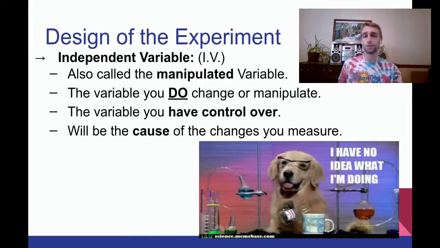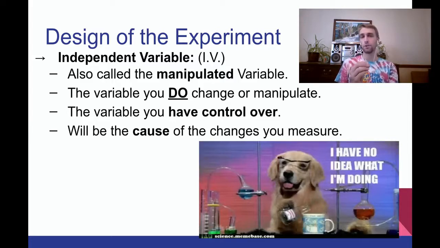So independent variable, sometimes you'll see me abbreviate it as IV. Sometimes you'll also hear me call it the manipulated variable. But the bottom line is this is the variable that you are changing or that you are manipulating throughout the experiment. So if you're doing different trials with a different amount of whatever, that whatever that you are changing for each trial is your independent variable. You have complete control over this variable. You're deciding how much or how little of it gets applied to each individual trial.